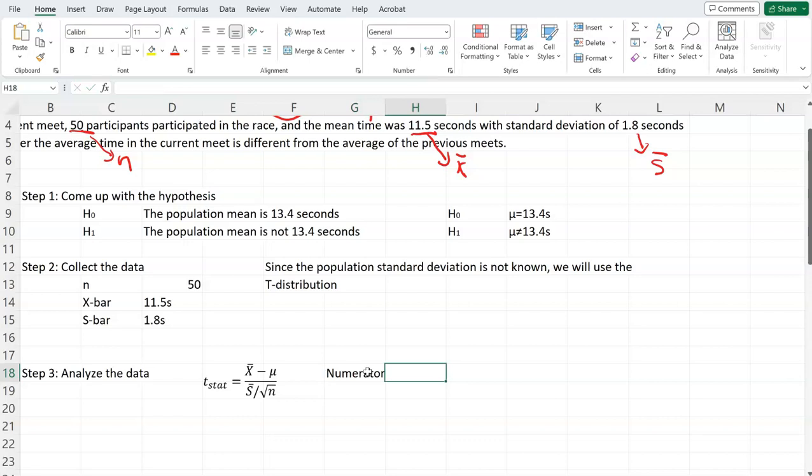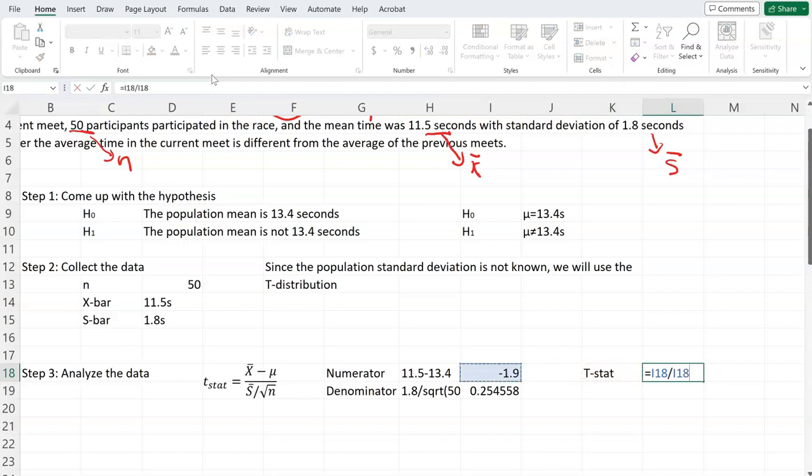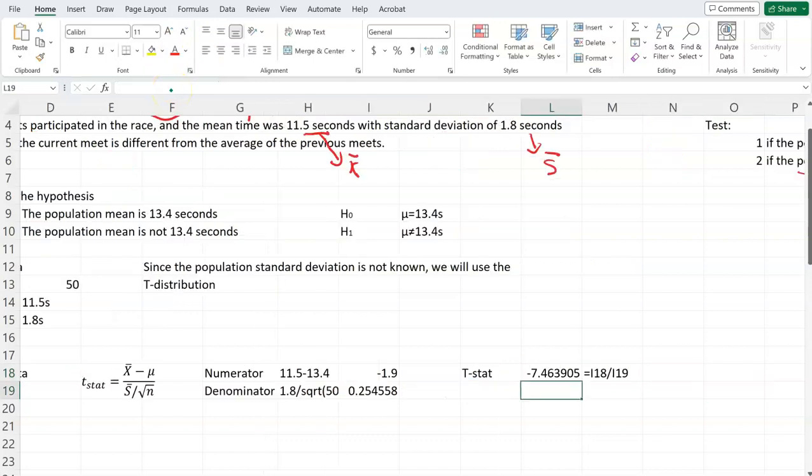So x bar minus mu is going to be 11.5 minus 13.4, which comes out to be negative 1.9. And then the denominator will be s bar divided by square root of n, which would be s bar is 1.8 divided by the square root of 50, which comes out to be 0.25. So now if I actually find the t-stat, that would be the numerator divided by the denominator. So we get this large number, negative 7.46.